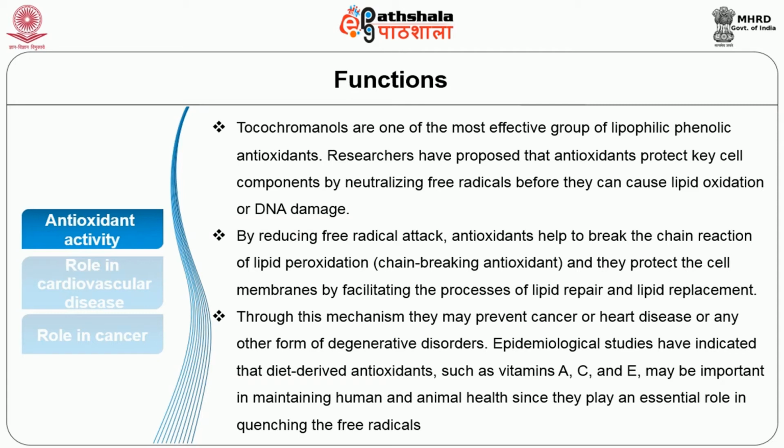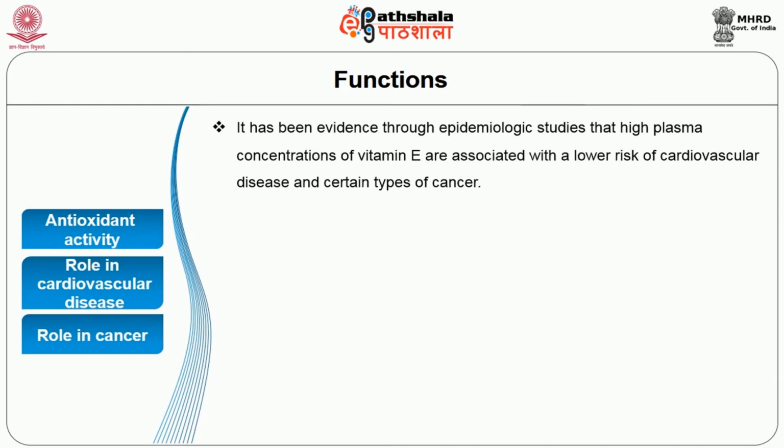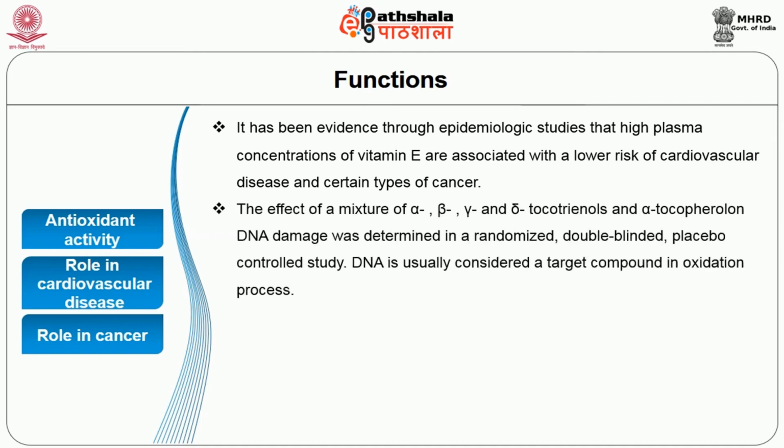It has been evidenced through epidemiological studies that high plasma concentrations of vitamin E are associated with a low risk of cardiovascular disease and certain types of cancer. The effect of a mixture of alpha, beta, gamma and delta tocotrienols and alpha tocopherol on DNA damage was determined in a randomized, double-blind, placebo-controlled study.